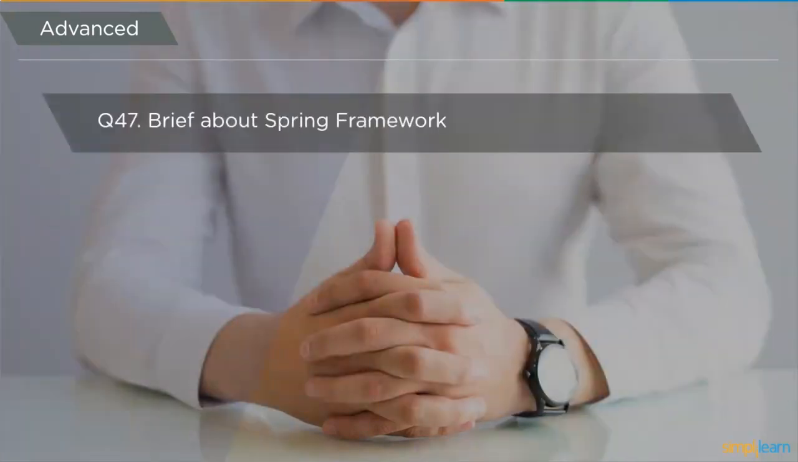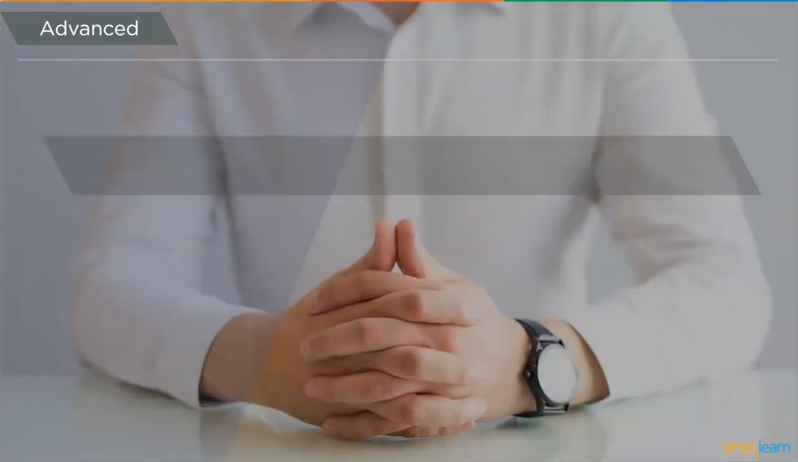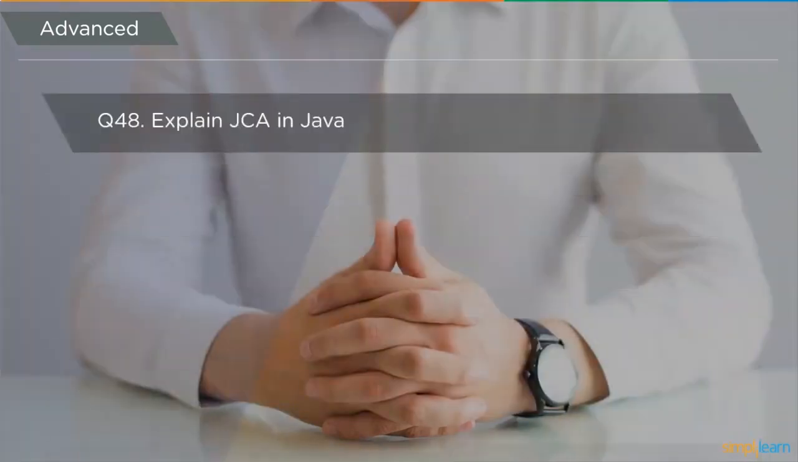The next question is, brief about Spring Framework. Spring Framework is basically the framework of frameworks. Now the answer for this question is, Spring is essentially defined as the application framework and inversion of control container for Java. Basically, the chief purpose of Spring Framework is to create enterprise applications in Java. Also, it is especially useful to keep in mind that the central features of the Spring Framework are essentially conducive to any Java application.